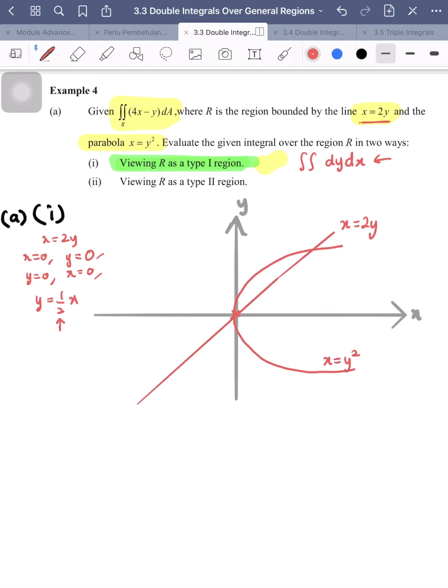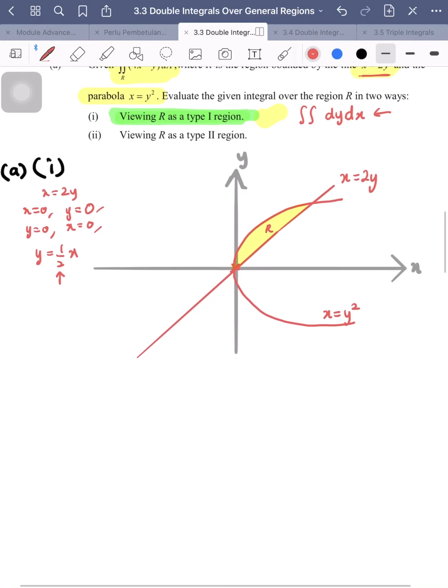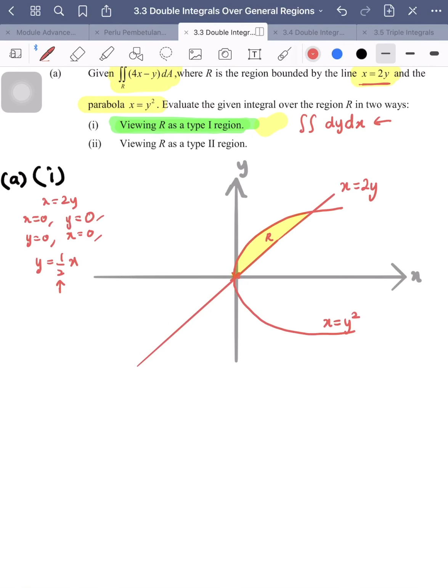So the region is in between these two curves. The one enclosed by these two curves, you can see it is here. Please shade it, and label it as your region R. So you get your region R. This could give you 3 marks: 1 mark for each line and 1 mark for the region.